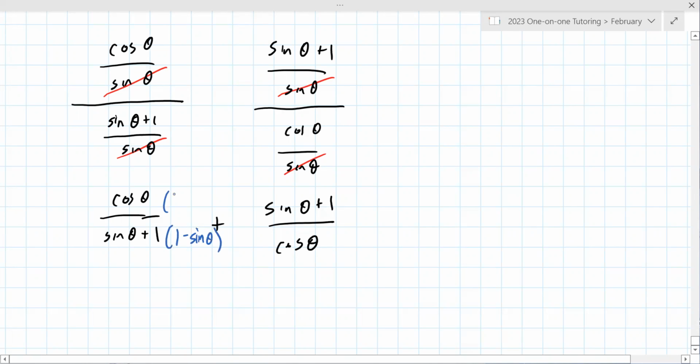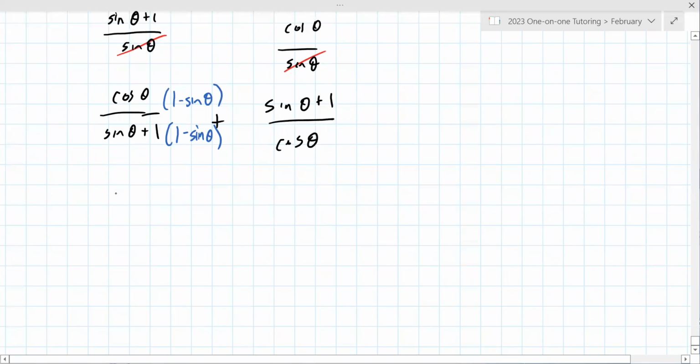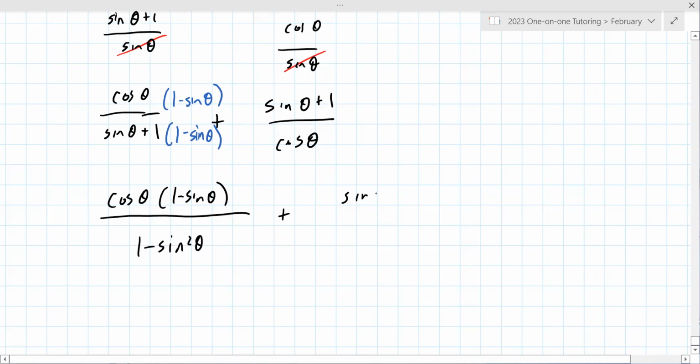Now, the reason I was drawn to that is I'm looking ahead. The bottom on the left here is going to become 1 minus sine squared theta. And that's really cosine squared theta, which is going to cancel with that cosine theta. So you almost have to see it to know that, okay, that is the right strategy here. This is 1 minus sine squared theta. And so the bottom is really cosine squared theta.